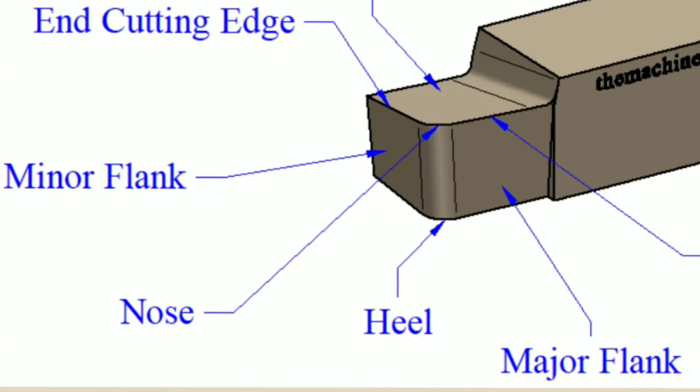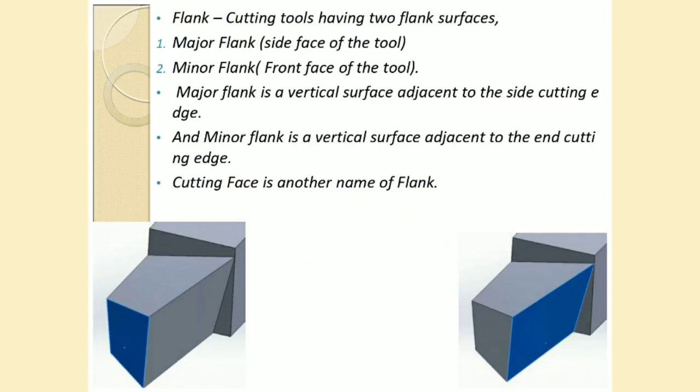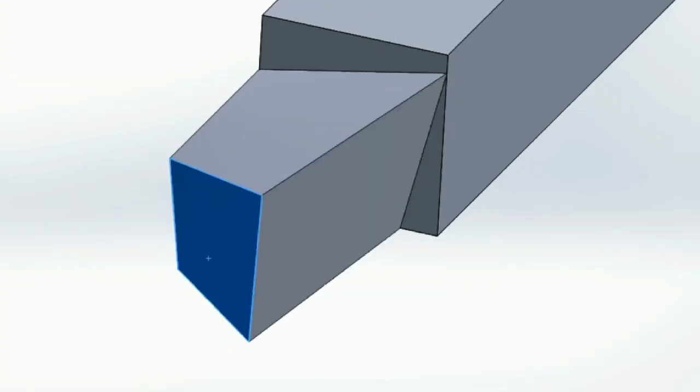Next part is the flank. In a turning tool there are two types of flank. One is the major flank, that is the side of the tool, and the next is the minor flank, that is the front face of the tool. Major flank is the vertical surface adjacent to the side cutting edge, and minor flank is the vertical surface adjacent to the end cutting edge. These two surfaces are also known as cutting surfaces.